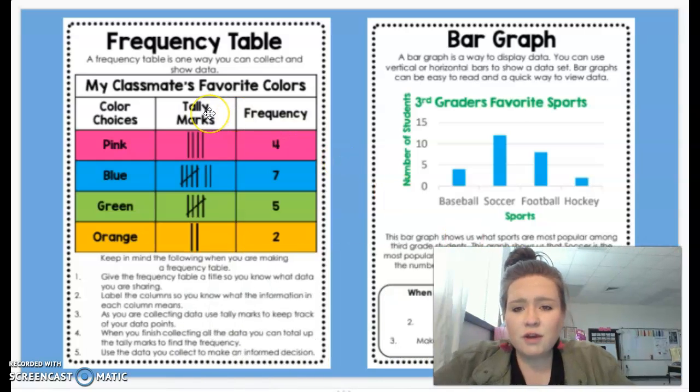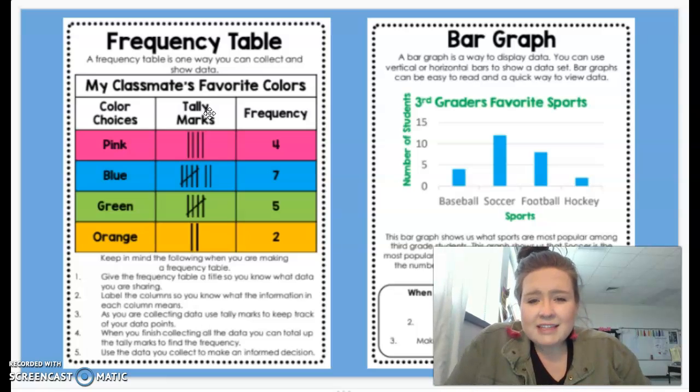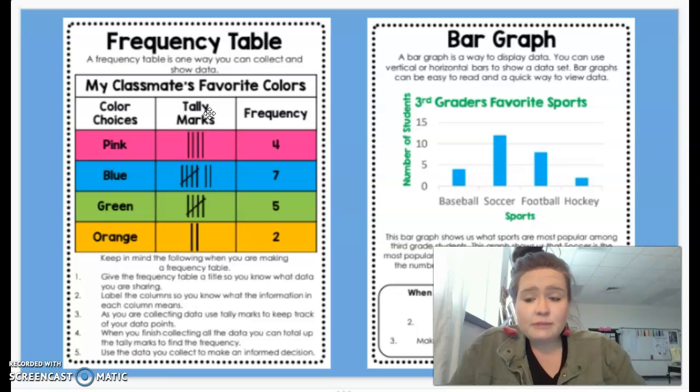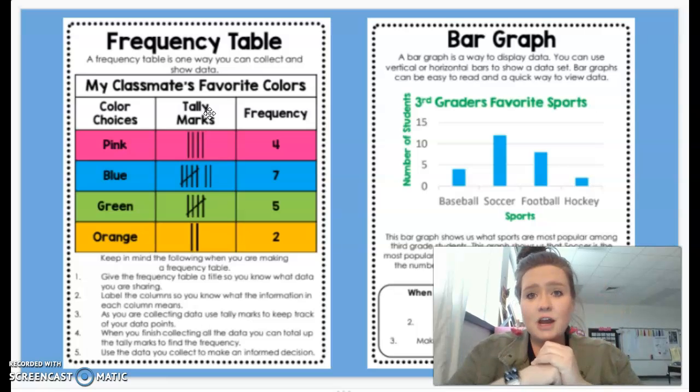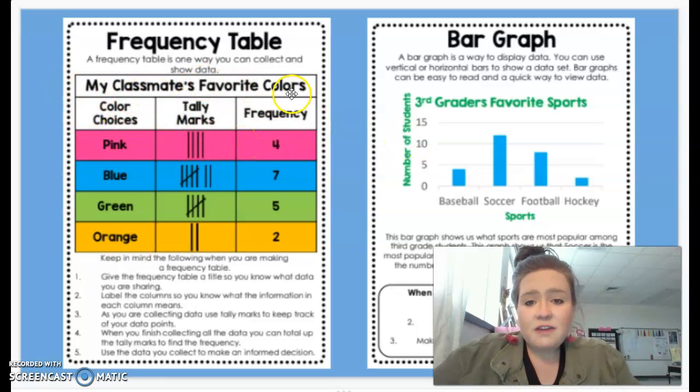All right, frequency table. A frequency table is one way you can collect and show data. A lot of times you will collect data on your frequency table, and then you will move that data into a bar graph, a pictograph, or a dot plot. Sometimes in your questions, it will say which graph matches the frequency table below. So you have to find the graph, a bar graph, pictograph, or a dot plot that matches the data shown in the frequency table. My classmates' favorite colors.